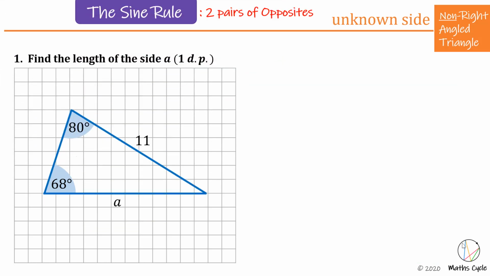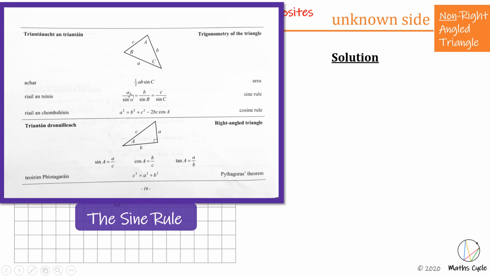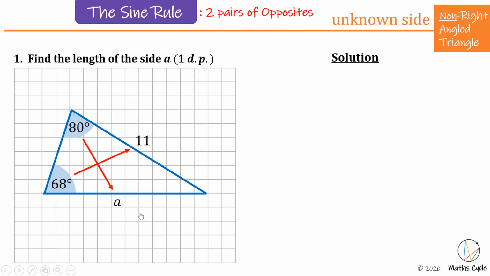So looking for our 2 pairs of opposites, we can see here that the side A is opposite the angle 80 degrees and the side 11 is opposite the angle 68 degrees. Okay, so we're going to use those 2 to build our solution. So go and check your sine rule in your log tables. This is what you would have open in front of you. And you would remind yourself there that it's the side over the sine of the angle equals the side over the sine of the angle. Use that to build your solution.